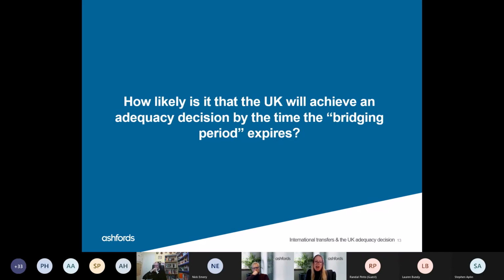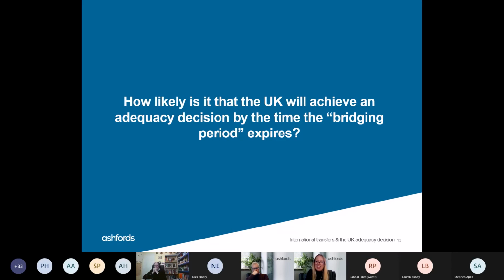So to conclude then, it's definitely good news that we've had these draft adequacy decisions published, definitely very promising. But I don't think that the UK are through the woods yet. And I think companies really do need to be alive to the risk that we may not achieve this adequacy decision by the end of the bridging period. And it would be really prudent to make sure that you've got adequate safeguards in place now, so there isn't any interruption to your data flows where you are receiving or transferring data from the EU into the UK.